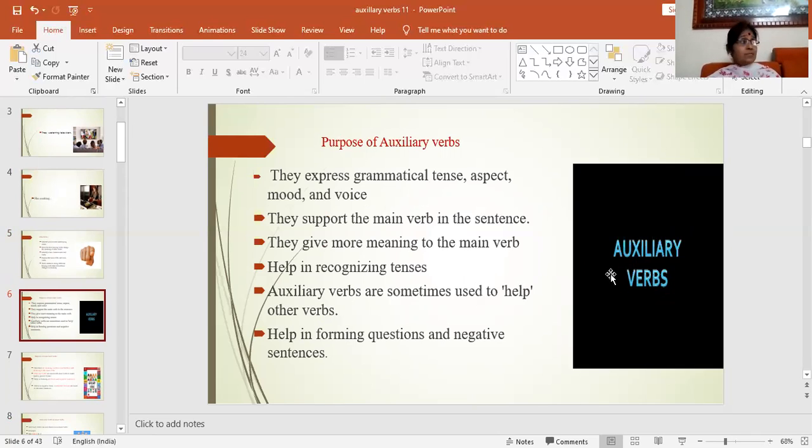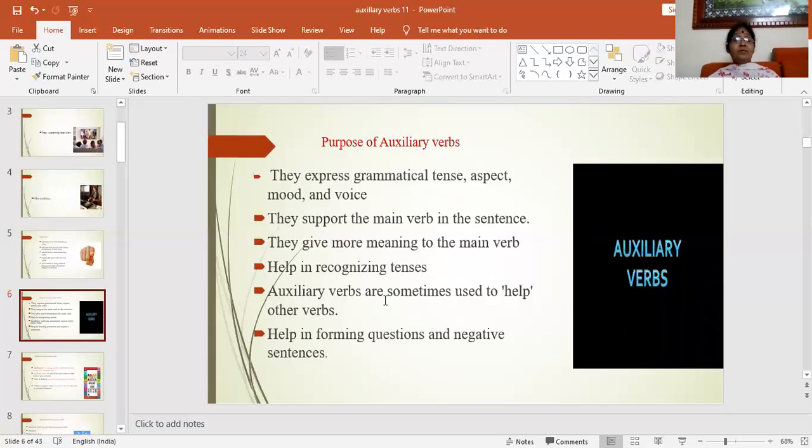Now, what is the purpose of these auxiliary verbs or helping verbs? They express grammatical tense, aspects, mood, and voice, right? Auxiliary verbs support the main verb in the sentence. They give more meaning to the main verb. They help in recognizing the tenses, right?